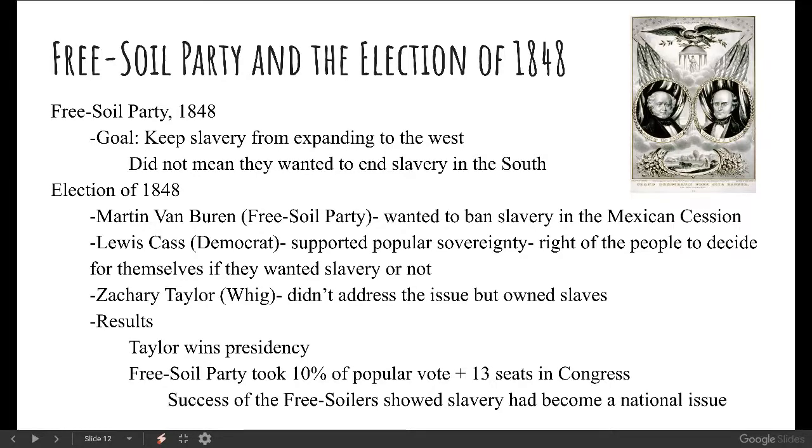And what it tells us is that the success of the Free Soilers here shows us that slavery had become a national issue. And so for the next 12 years, until we get to the Civil War, this is going to be a major national conversation and debate that will sometimes erupt into violence. And then, of course, culminating in the absolute violence of the Civil War.